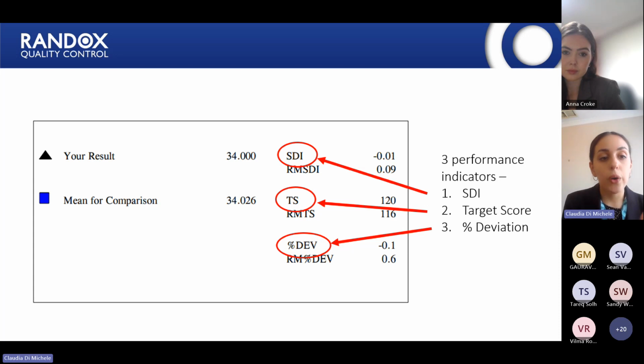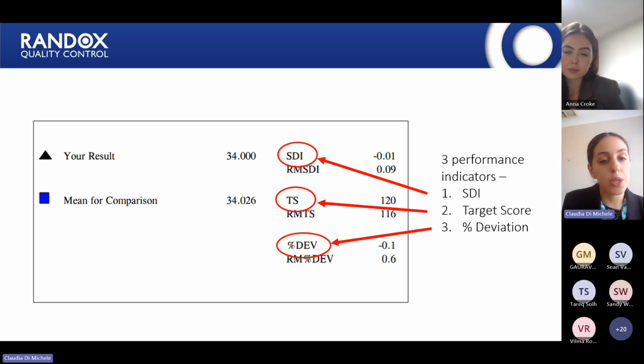Usually this little square on the left is coloured blue, and this means that you're being compared to your instrument and method specific mean. Sometimes when there aren't enough peers in your instrument group, we'll compare you to your method mean only. So we can compare you to your instrument group as long as there are at least 5 instruments enrolled for that analyte in this program.